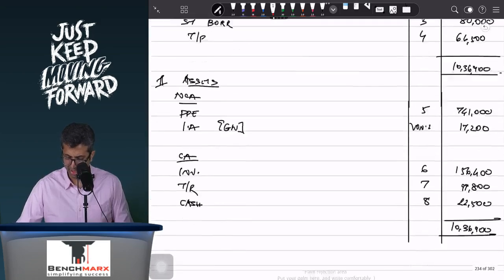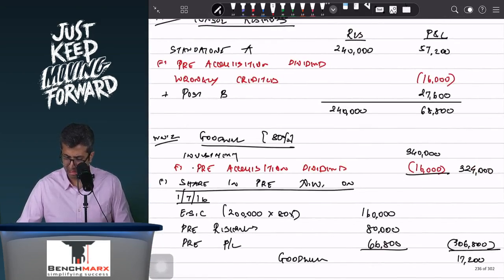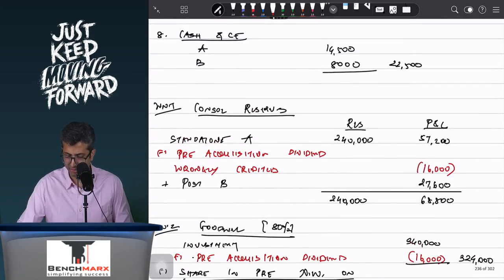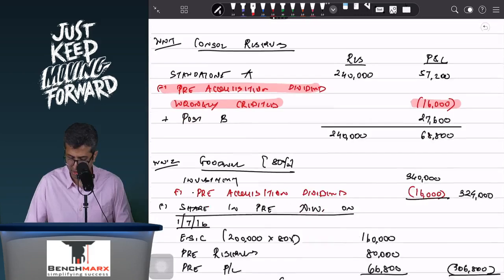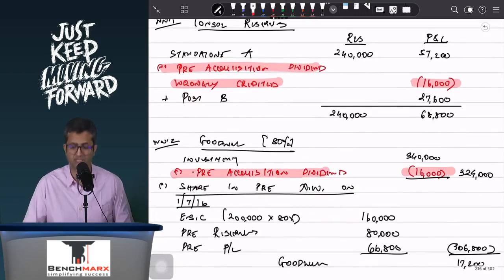You have the Schedule 3 balance sheet. You do this regular format and everything. And here you have the adjustment for the pre-acquisition dividend, which is wrongly credited. This will be 16,000 over here, and your investment will also reduce by 16,000 over here.